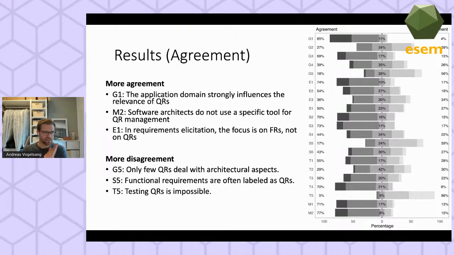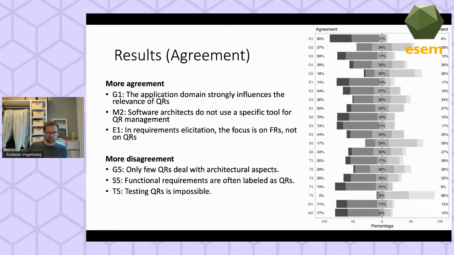But we also found some statements where there was definitely more disagreement, or let's say more disagreement than agreement. For example, the statement that only few quality requirements deal with architectural aspects, or that functional requirements are often labeled as quality requirements. This was something that practitioners did not really agree with. And as well, that testing QRs is impossible, right?